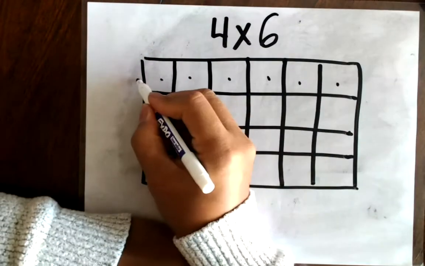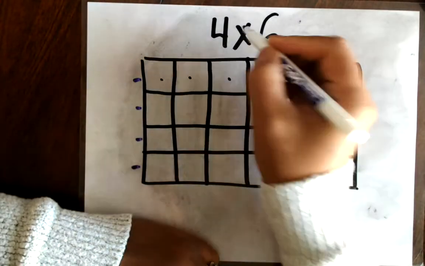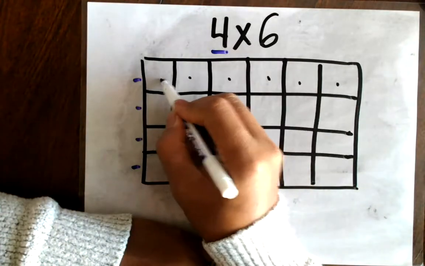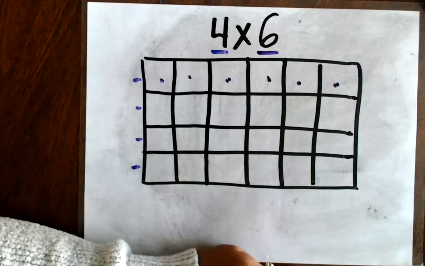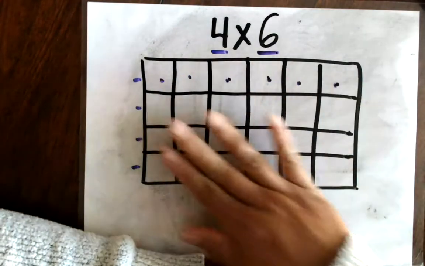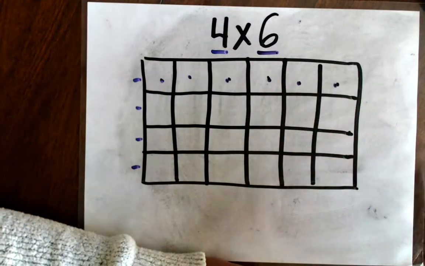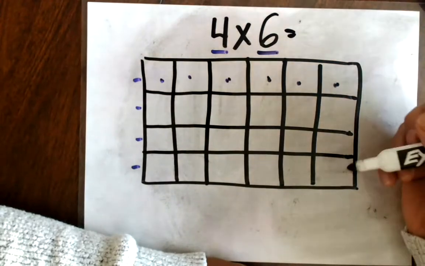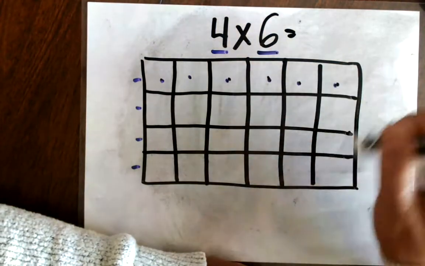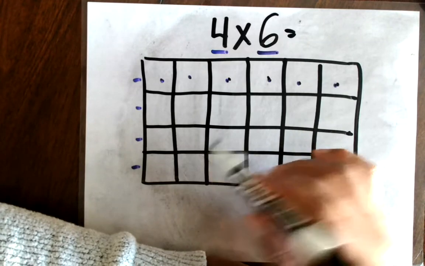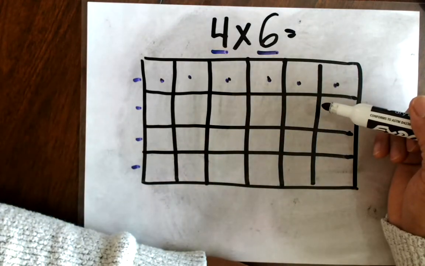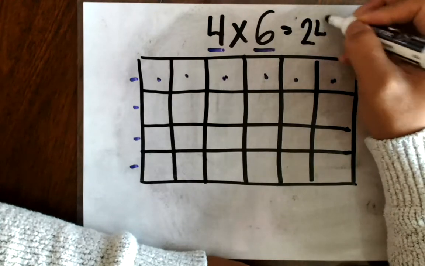Remember, there are 1, 2, 3, 4 rows with 1, 2, 3, 4, 5, 6 squares in each. I don't even have to count the rest of these. Don't even waste your time. Because once you solve 4 times 6, you're going to find out how many square units there are in all of this area model. So what is 4 times 6? You're right, it's 24, right?